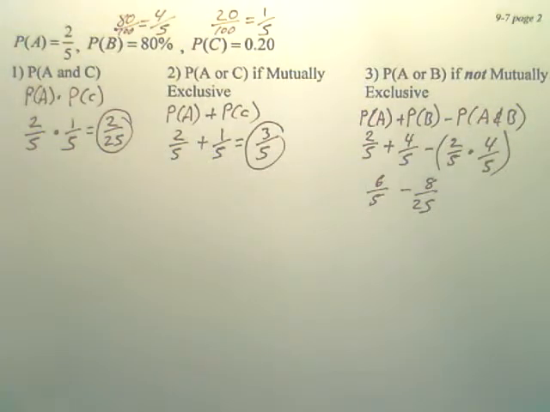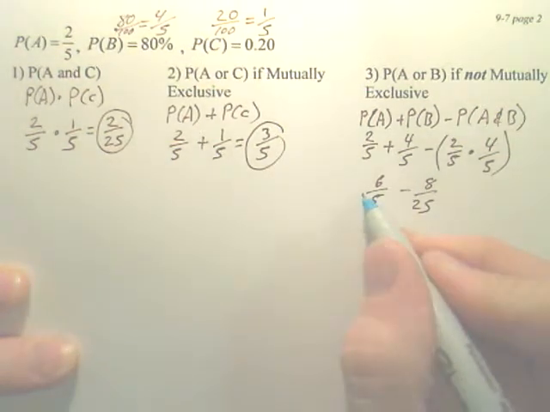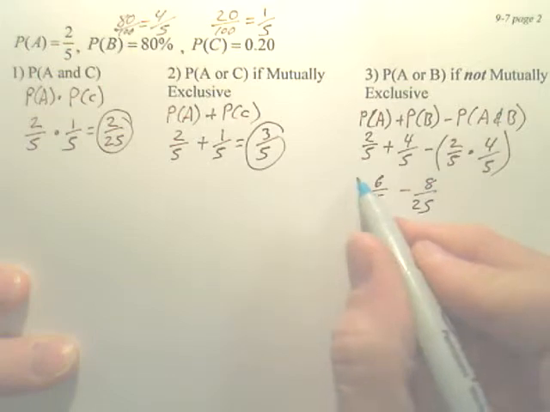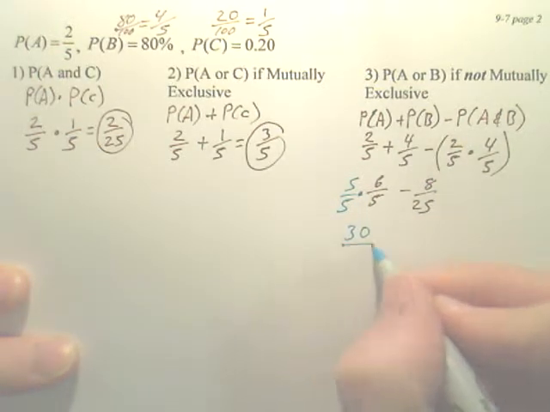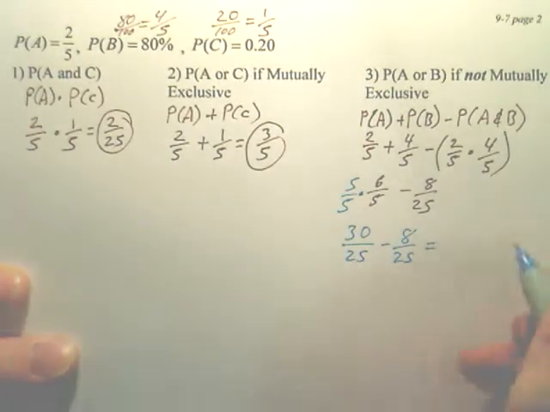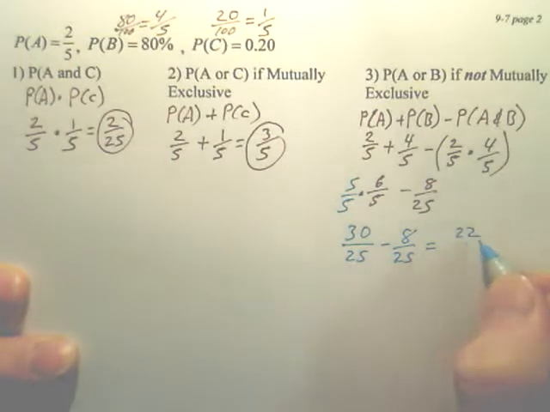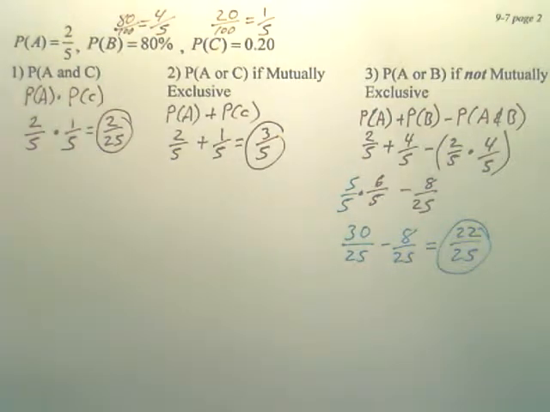Now, some of you might not like fractions, but how do we subtract these two fractions? We have to get a common denominator. So what looks like a good common denominator? 25. So can I multiply this by what? 5 over 5. So I now have 30 25ths minus 8 25ths. That would be 22 25ths, which is about 88% chance of happening. Okay, which is pretty high.